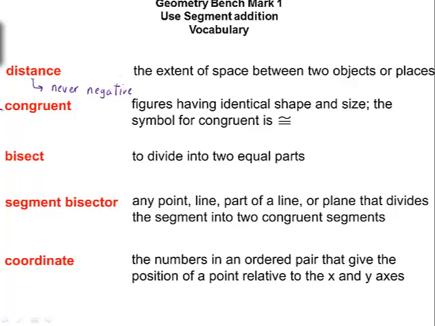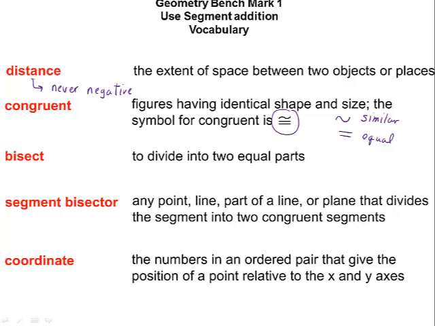And you never have to write this word out. You can always just use this symbol right here. This is the symbol for similar, which is the same shape. And then this is the symbol for equal, which is the same size. So congruent is both similar and equal. So you get those two symbols together.